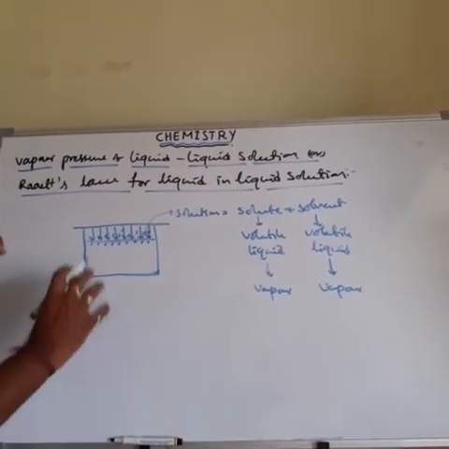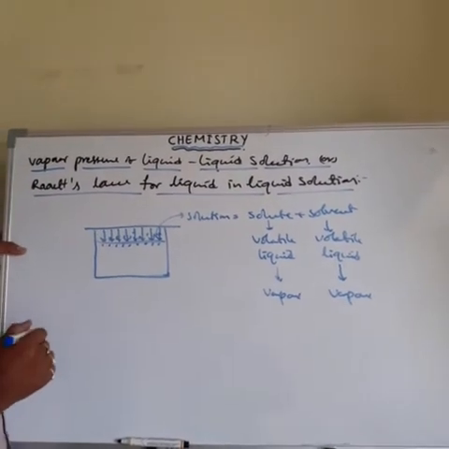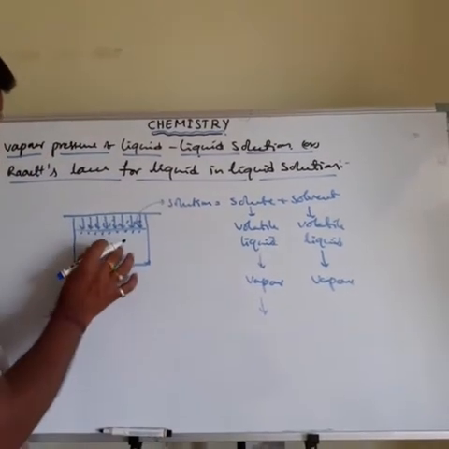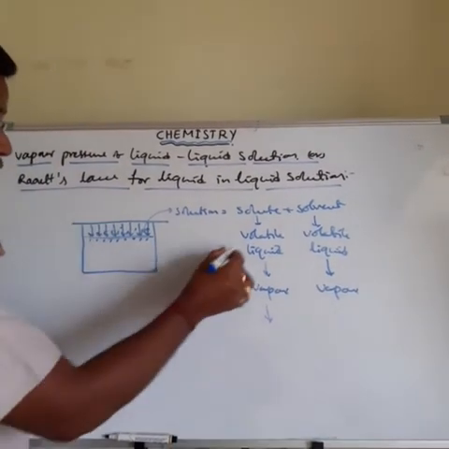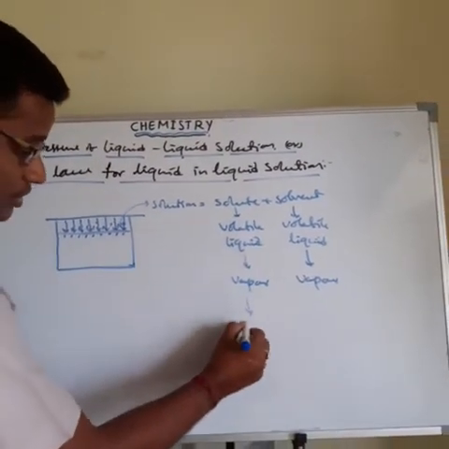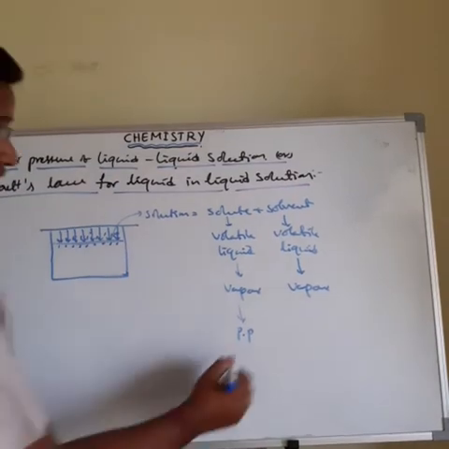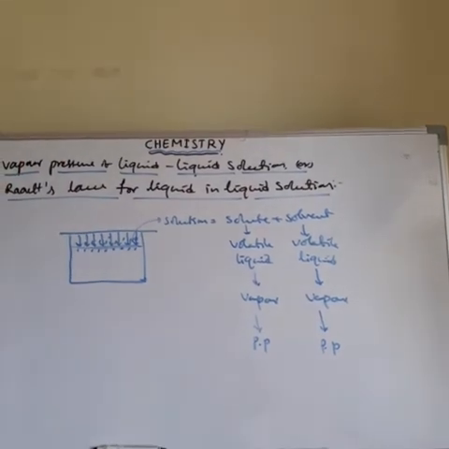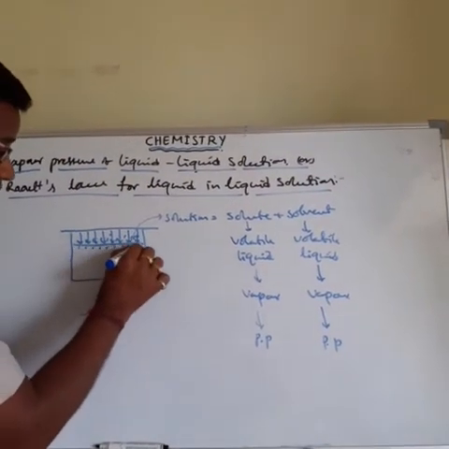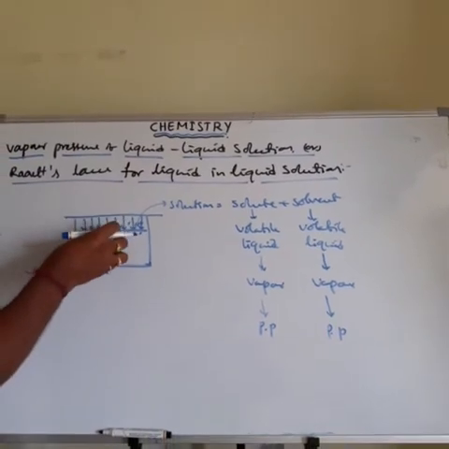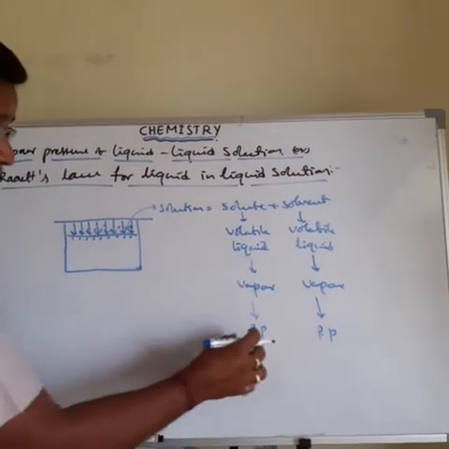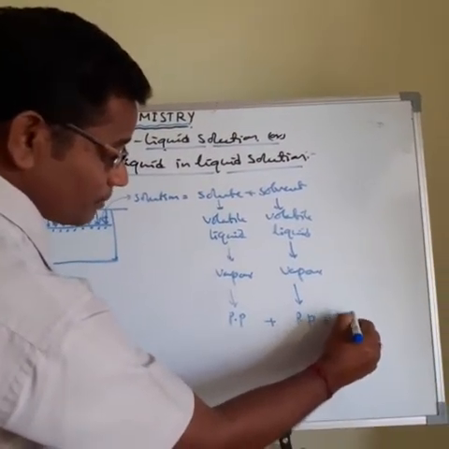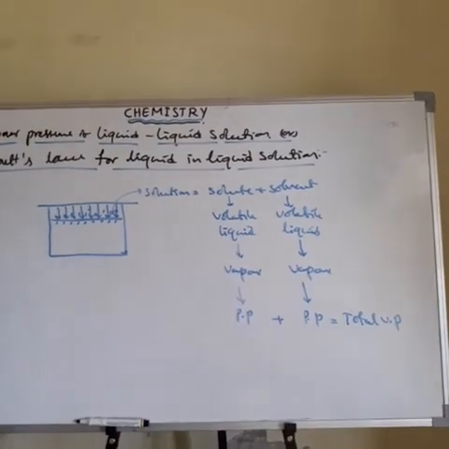At equilibrium, the pressure exerted by each component is called its partial pressure. The vapor pressure exerted by the solute is the partial pressure of the solute, and the vapor pressure exerted by the solvent is the partial pressure of the solvent. Therefore, the total vapor pressure of the solution is the sum of the partial pressure of the solute and the partial pressure of the solvent.